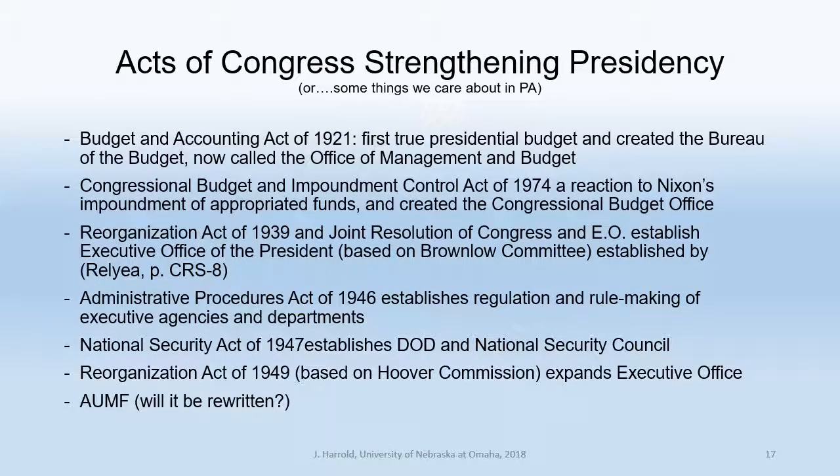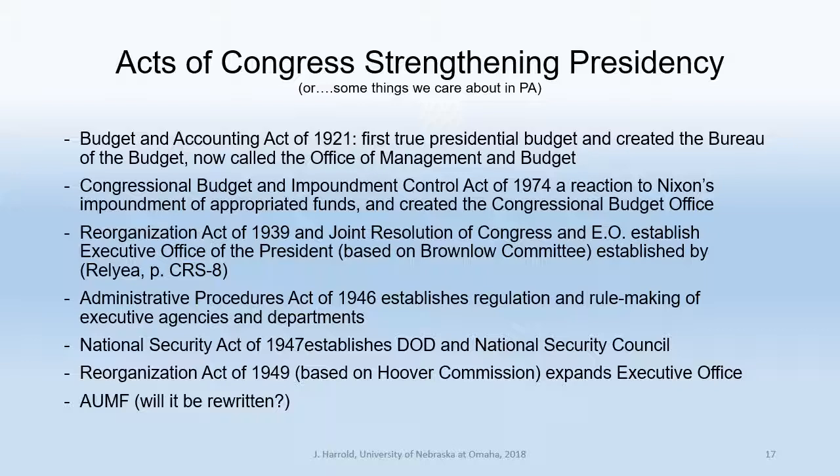And so the point is that if we say the presidency has become the dominant branch and the founders really didn't necessarily design it that way, my point is that Congress has helped the presidency become the stronger branch. Congress has basically been in on the act. The Budget and Accounting Act of 1921 created the first true presidential budget and the Bureau of the Budget, which we now call the OMB.